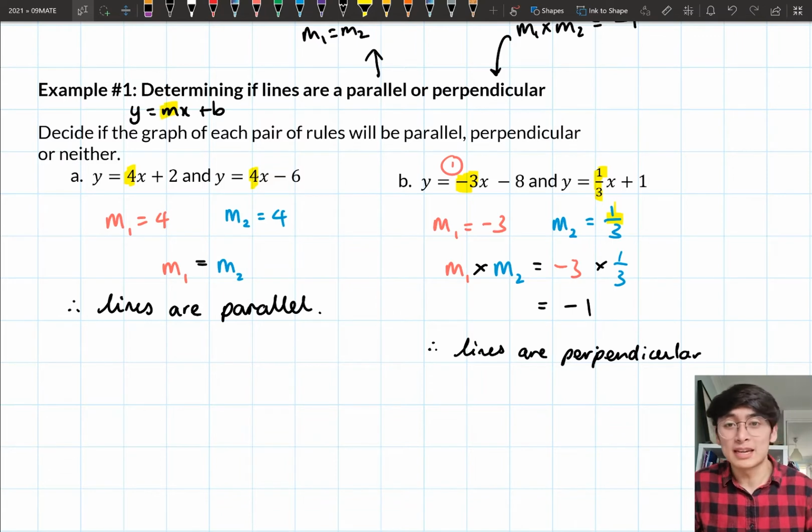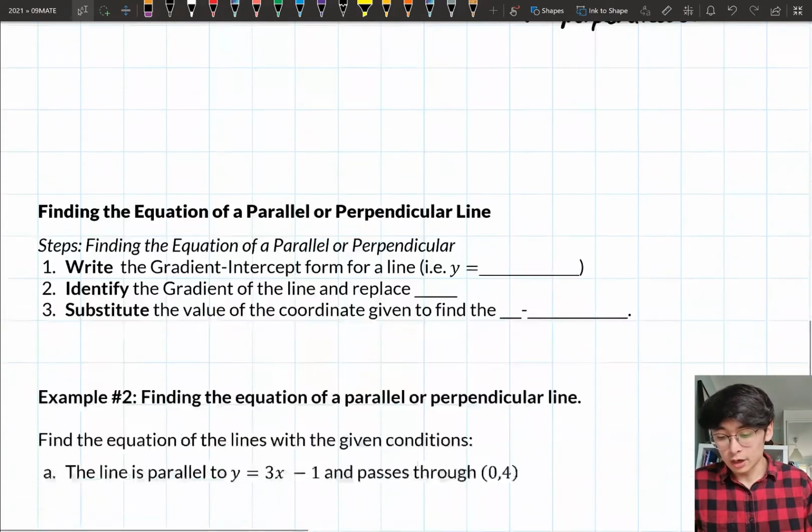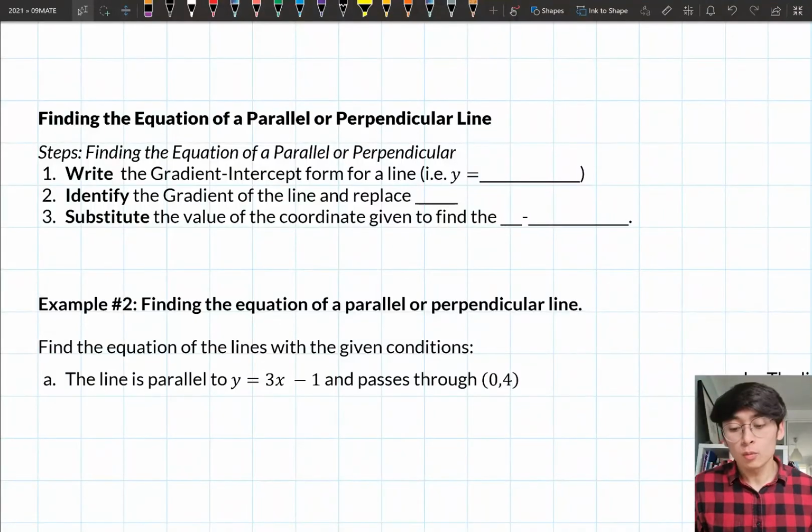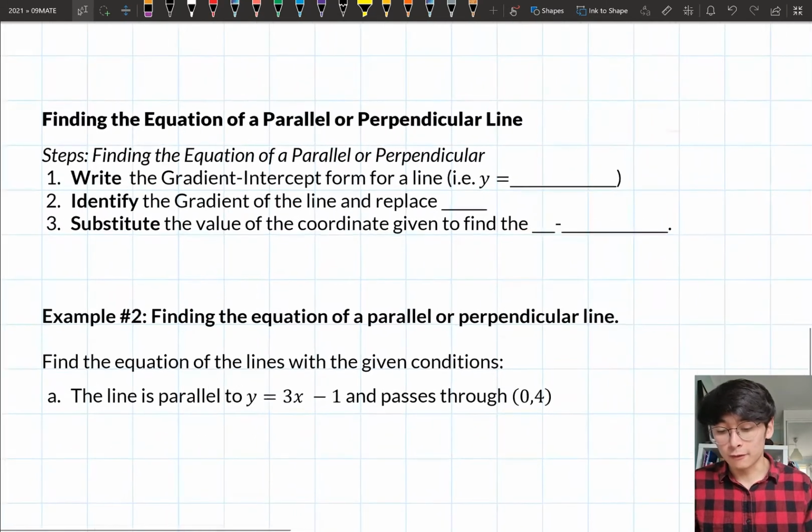What we want to do from here is find the equation of lines which are parallel or perpendicular based on certain conditions. So, finding the equations of a parallel or perpendicular line. For these questions, we're just going to follow the same steps. Even if it's parallel, we're going to follow these steps. If it's perpendicular, we're going to follow these steps. Doesn't matter. So, the steps we're going to follow.